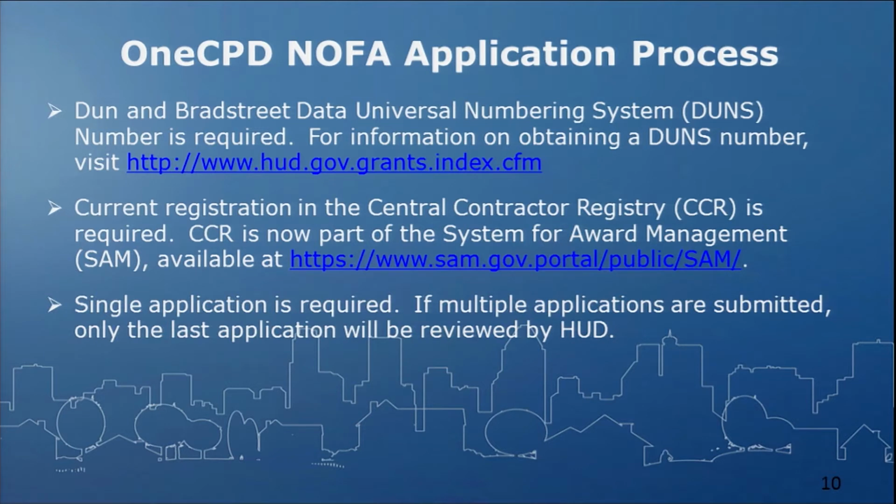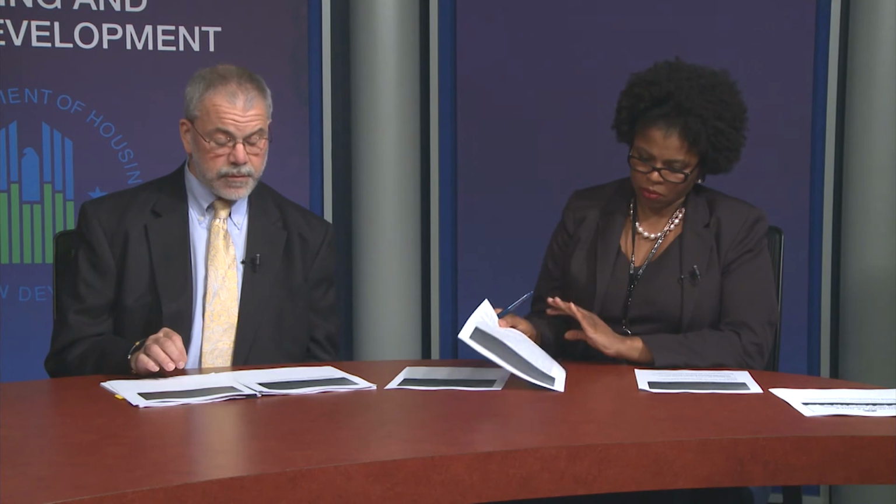SAM replaced the old Central Contractor Registry and Federal Registry, the Online Representation and Certification Application, and the Excluded Parties List System. If you have any questions about SAM, you can ask the frequently asked questions at www.fsd.gov/app/answers/list. This information will also be published in the NOFA.